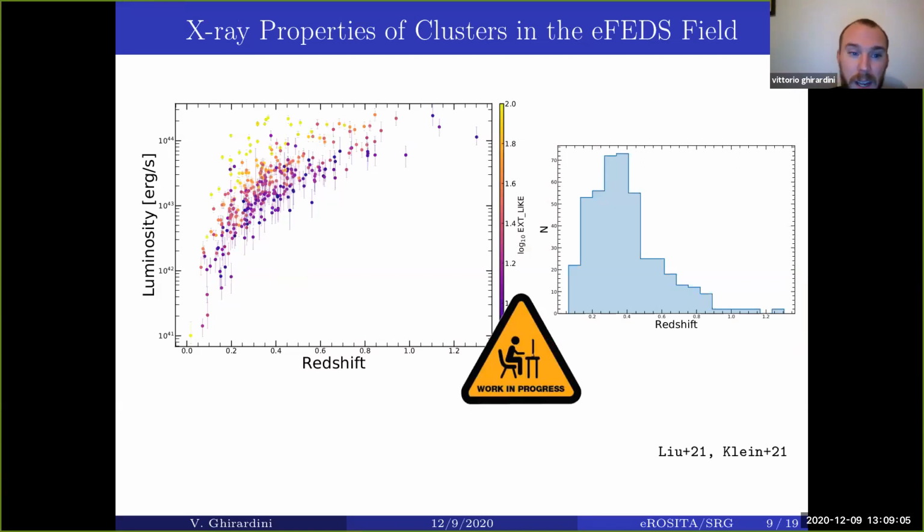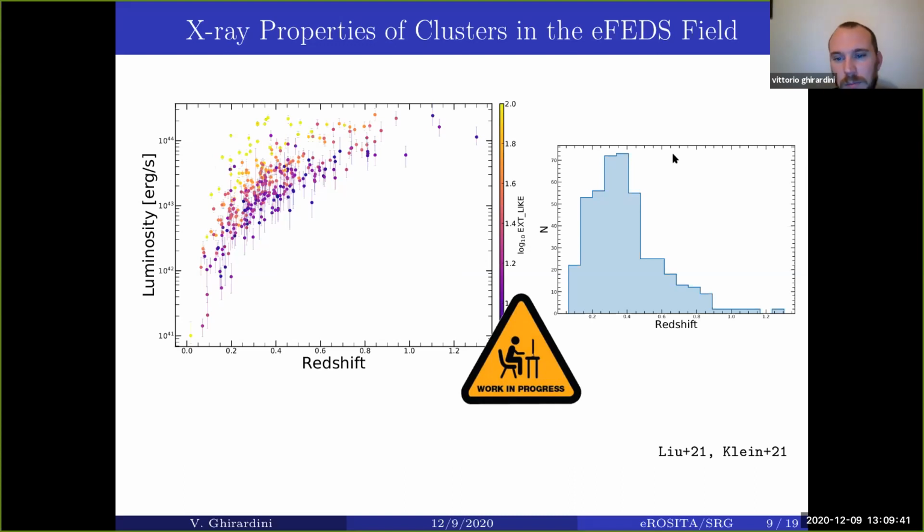And these are some preliminary plots of a few results on the clusters in this field. In the plot on the left, you see the luminosity distribution with redshift, and it's quite similar to what is actually expected from eROSITA. You see that we span about 3 orders of magnitude in luminosity, and we reach a redshift of 1.2, 1.3. The highest redshift is about 1.3, but it's photometric, so there is some uncertainty on it, but not so big. On the right, you see the redshift distribution of the clusters that were detected.